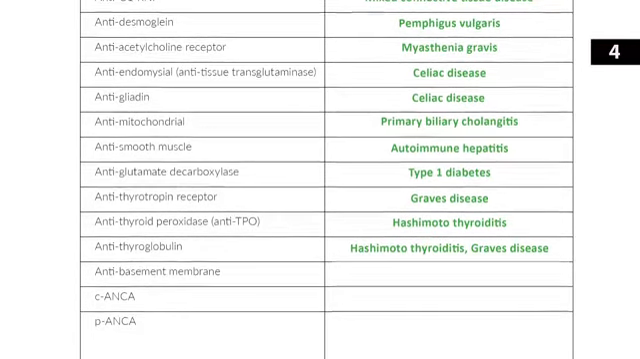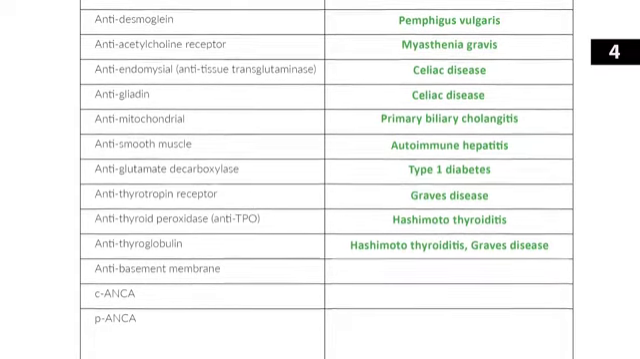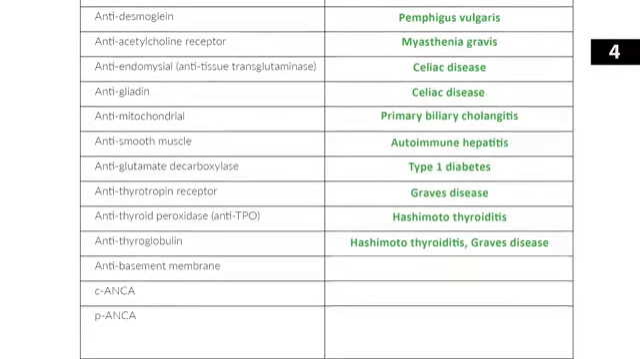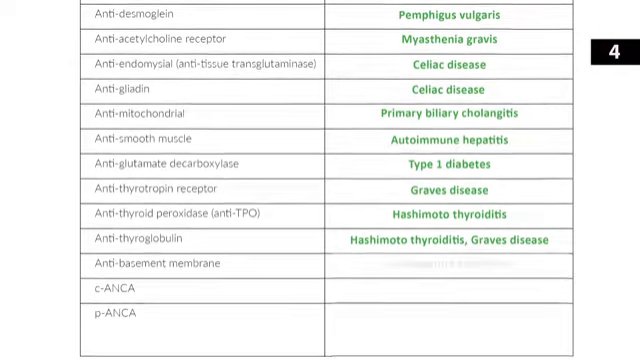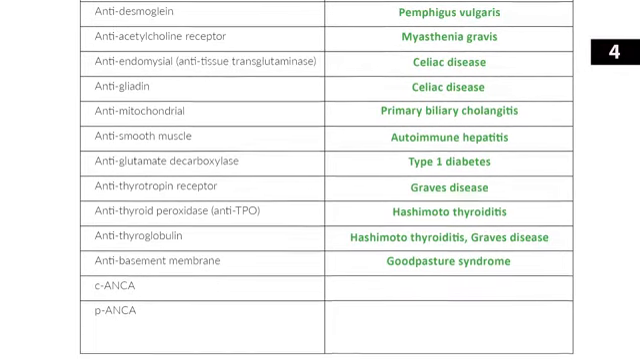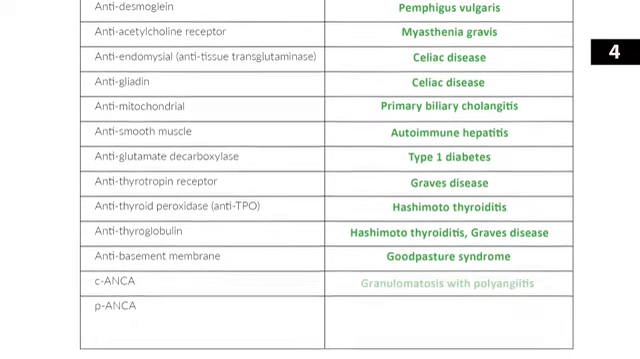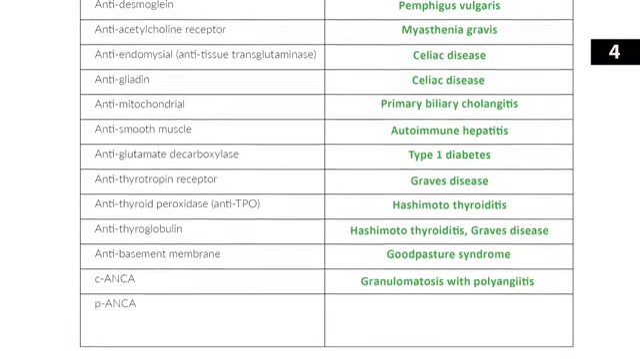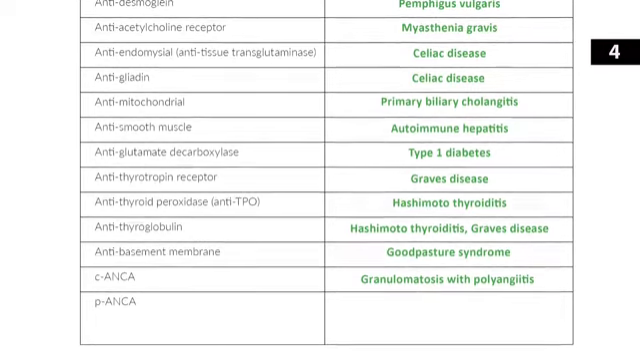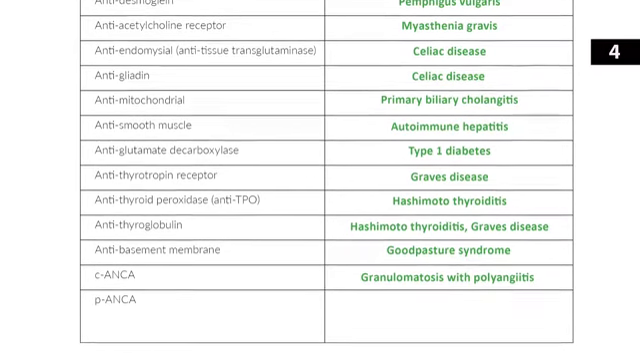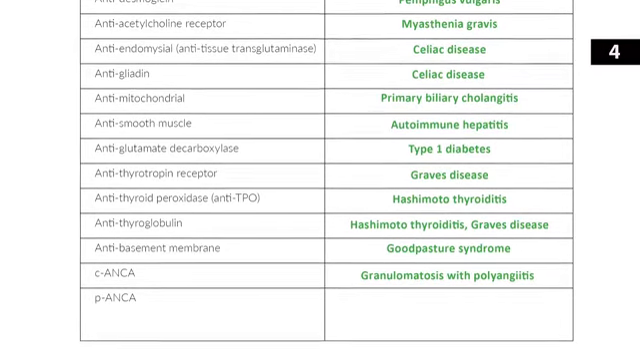And then a few autoantibodies that we see in certain kidney diseases. Anti-basement membrane antibodies are seen with Goodpasture syndrome, and that can affect both the kidneys and the lungs. C-ANCA is seen with granulomatosis with polyangiitis, or the older name for this was Wegener's granulomatosis. This can also affect both the kidneys and the lungs.